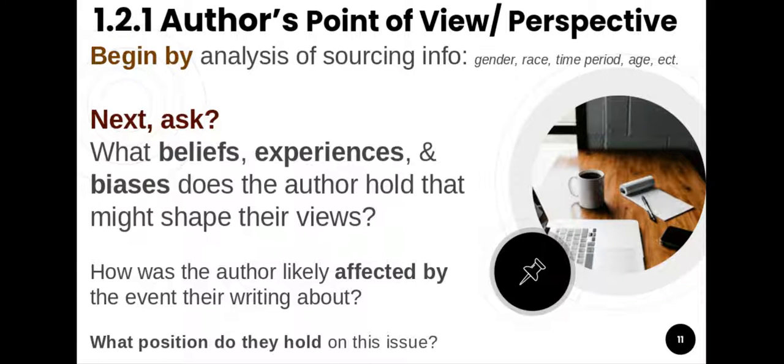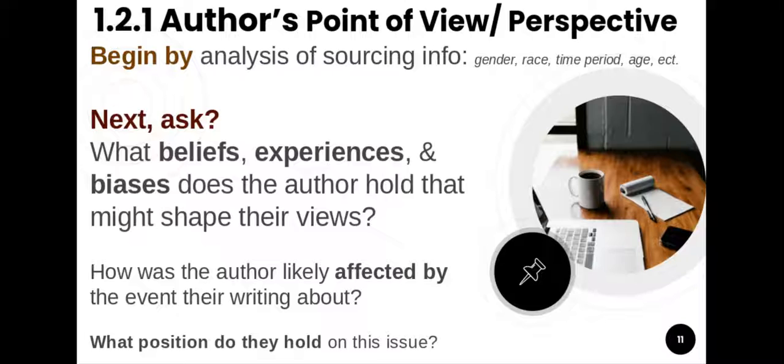Again, I want to remind you that a good historian, when they're looking at a primary source document, doesn't just read it. They always go to the sourcing information and ask themselves a lot of questions about what they know about this source. The types of questions we ask are like, what beliefs, experiences, or biases does the author hold that might have shaped their views? And how was the author likely affected by the event that they're writing about?